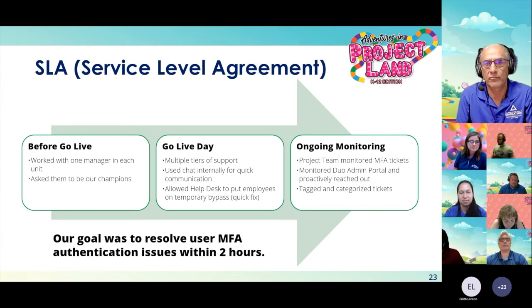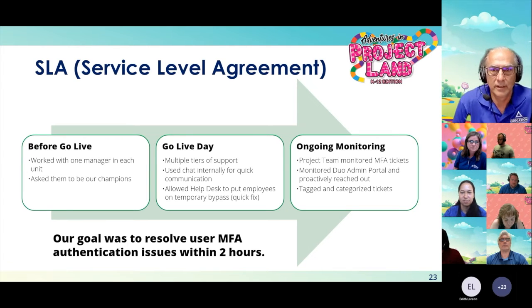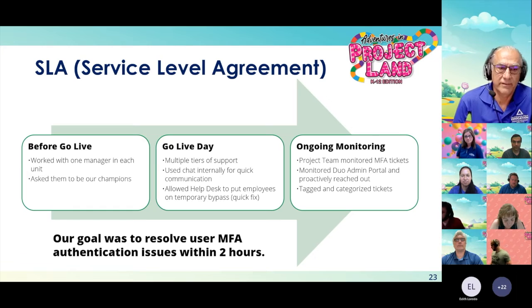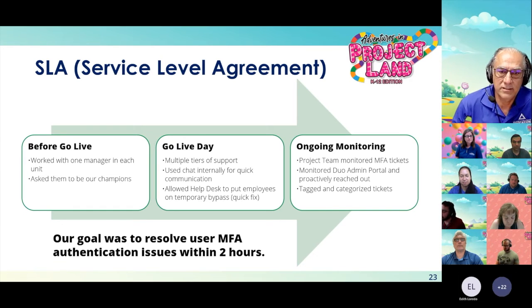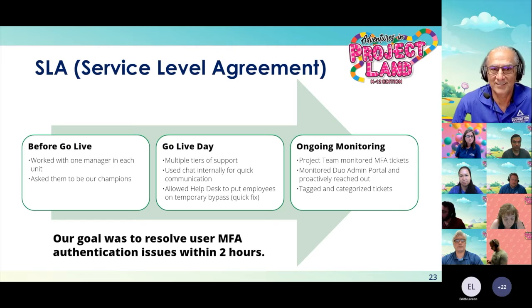Remember, this is multiple waves. Each wave has multiple phases, so we can use this for our future phases. Our goal was to resolve our MFA authentication issues within 2 hours, and I'm happy to report that we were successful in doing that.